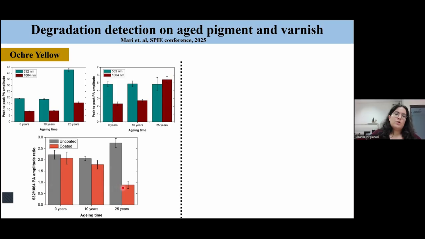This is also what we see if we look at the photoacoustic amplitude ratio graph, because in the uncoated region the ratios increase, because we have an increase in 532 nanometers absorption, and for the coated region, we have different observations. The ratios decrease.